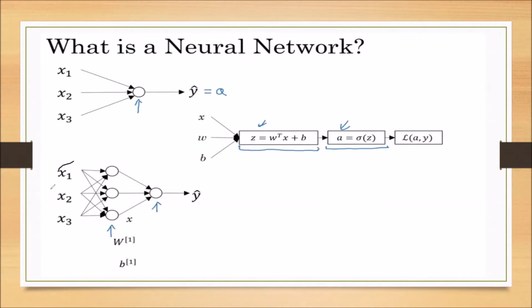Why is it called the input layer? Because in this layer, the three features are the input features. We are already giving them to the neural network. Why is this called a hidden layer? Because we don't know what is happening here. We can only see the output finally. So that's why we call this a hidden layer.